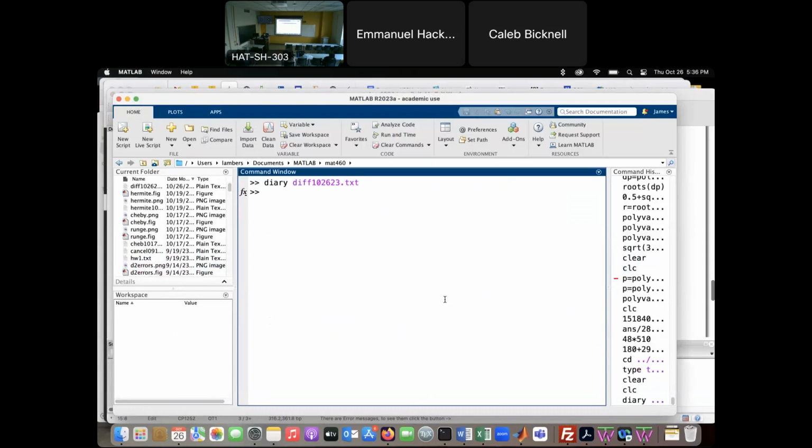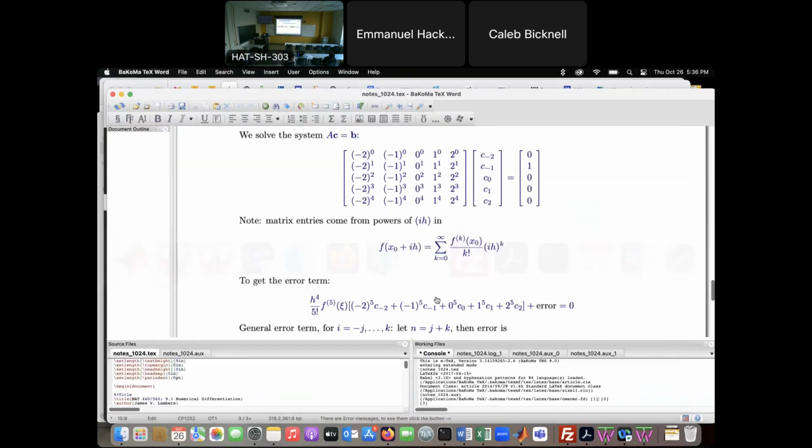So that involves creating this matrix that has integers -2 to 2, each column raised to the powers 0, 1, 2, 3, 4, where each row corresponds to a different exponent.